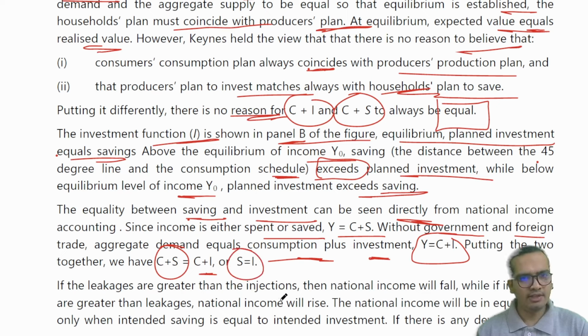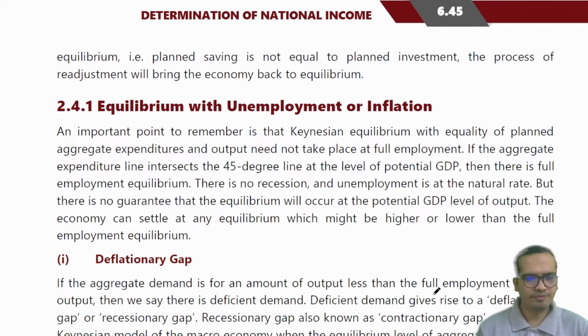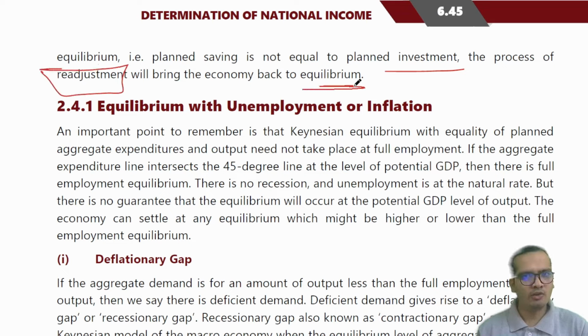If the leakages are greater than the injections, the national income will fall, while if injections are greater than leakages, national income will rise. The national income will be in equilibrium only when intended saving is equal to intended investment, that is S equals I. If there is any deviation from equilibrium, that is planned saving is not equal to planned investment, the process of readjustment will bring the economy back to equilibrium. So we have now equilibrium with employment or inflation.